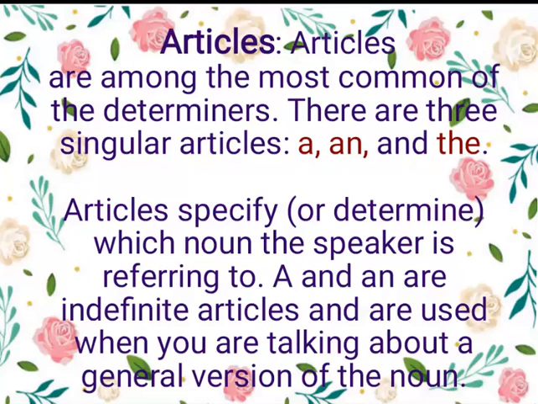Articles. Articles are among the most common of the determiners. There are three articles: a, an, and the. They are very common. Articles specify or determine which noun the speaker is referring to. A and an are indefinite articles. They are used when you're talking about a general version of the noun. That's when you're talking about a noun generally.